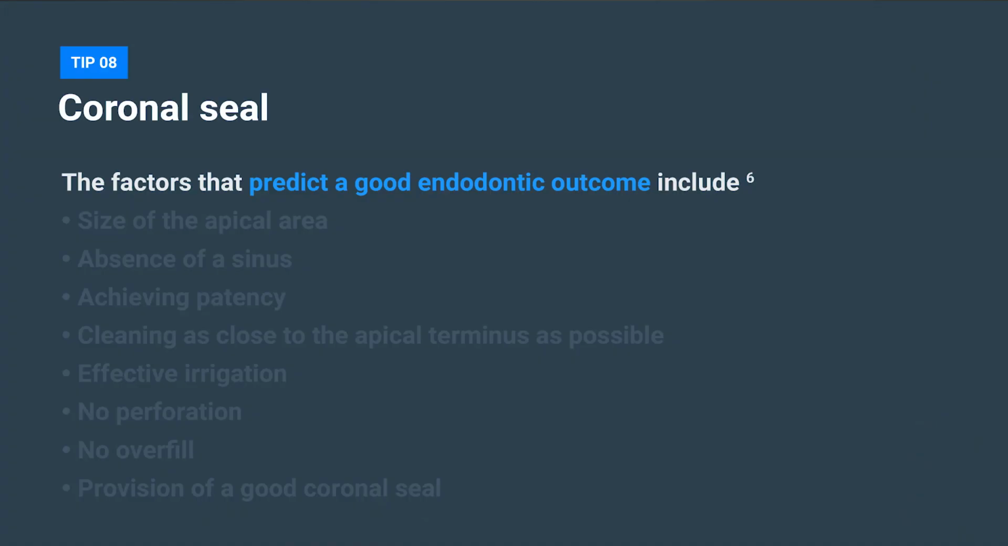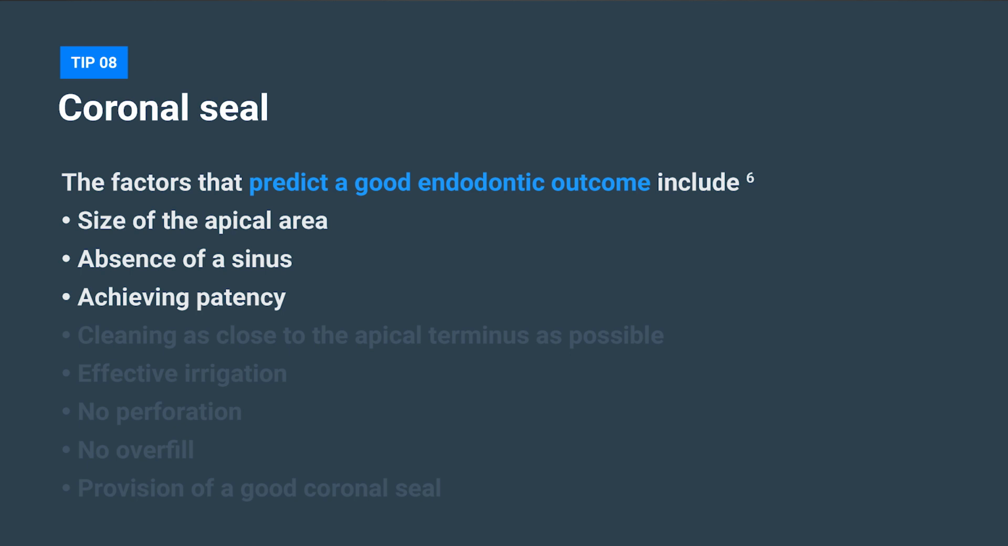However, the factors that predict a good endodontic outcome were shown in a study by the team from the Eastman in 2011, and the reference for that study will be at the end of the video. They showed that the prognostic factors that determine the potential outcome of a root canal include the size of the apical area before you start, the absence of a sinus, achieving patency, as we talked about earlier. If you can achieve patency, particularly with retreatments, that's a great sign that you're going to have a good outcome.